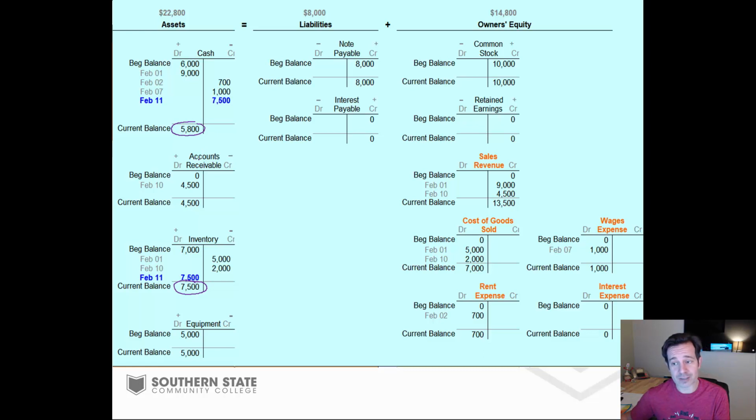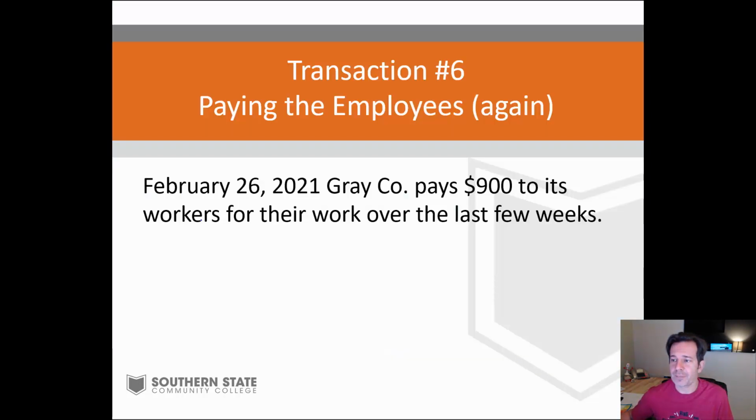All we did in that transaction, we traded one asset for another. So that entire transaction happened on the asset side of the accounting equation. But our debits and our credits equal in dollar amount, don't they? So that's totally fine.